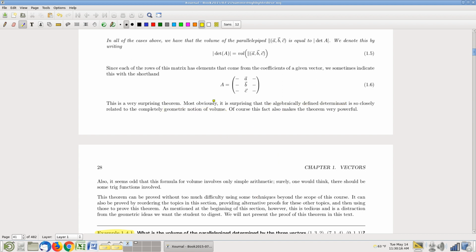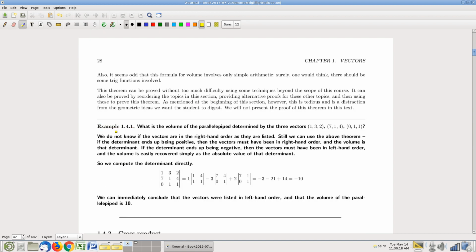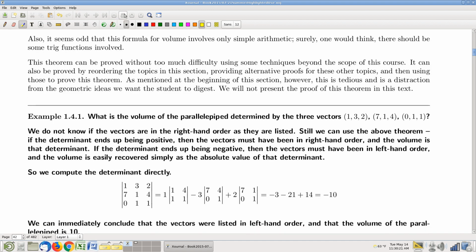Okay. So a quick example. Let's go back to where we can see what's going on. Here we go.